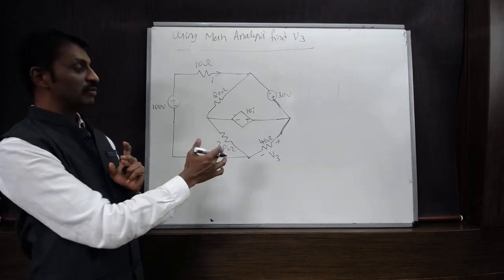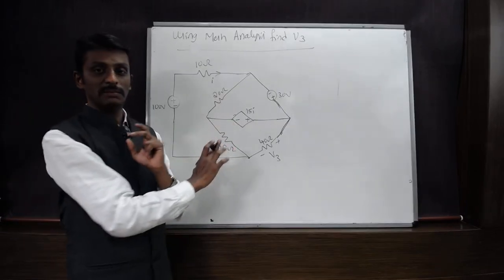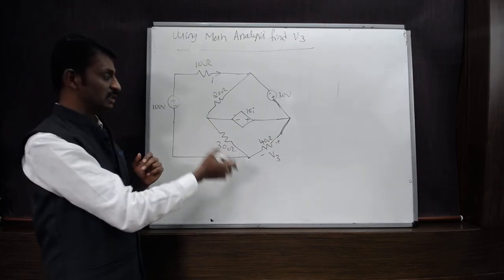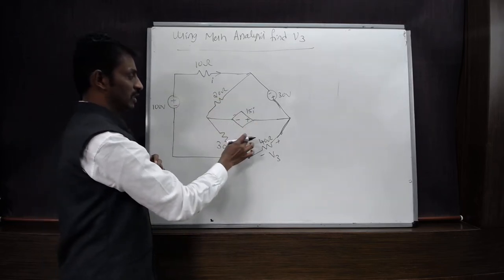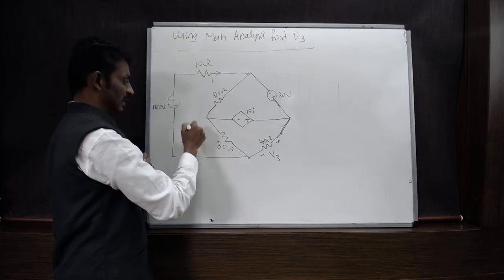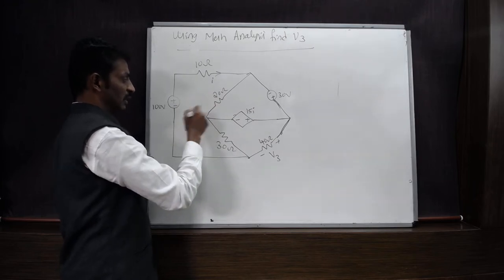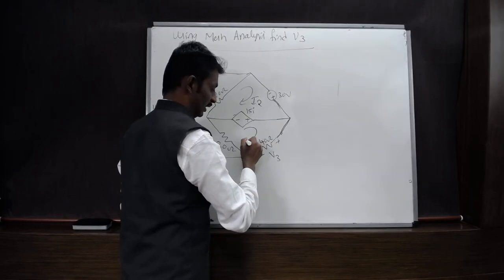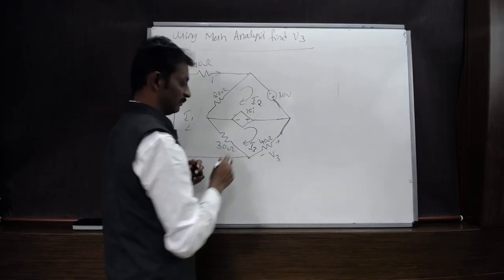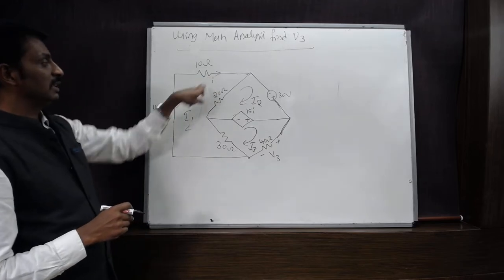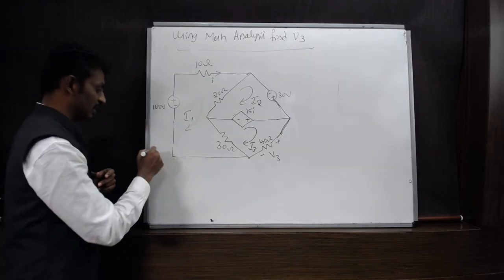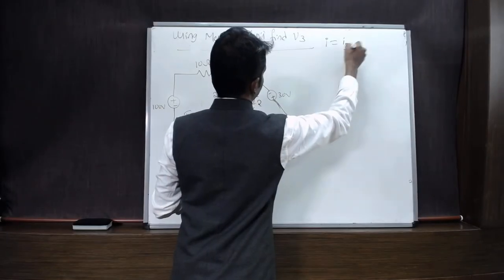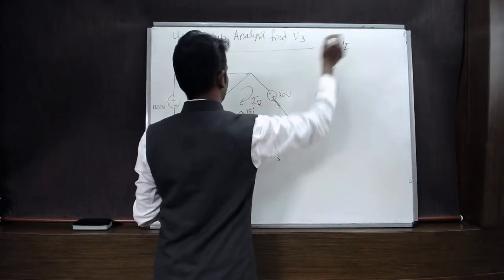Whenever the circuit is given, first we need to identify how many meshes are there, and based on that we consider the mesh currents. Here there are mesh 1, mesh 2 and mesh 3. Let us consider the current in mesh 1 as I1, the current in mesh 2 as I2, and the current in mesh 3 as I3. Here the current I is the same as I1, so I is equal to I1.